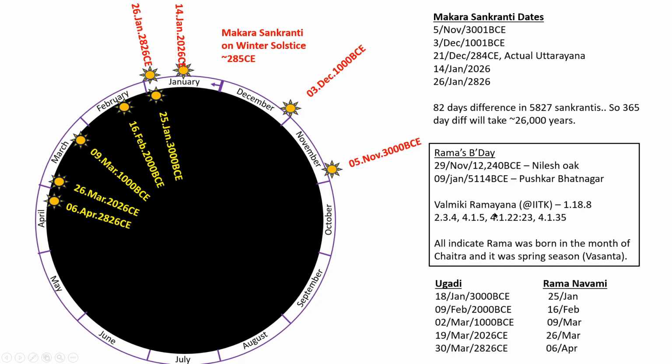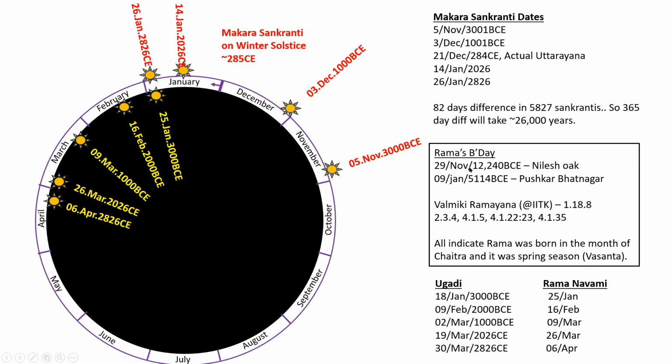But in the Valmiki Ramayana as such, which is hosted at IITK, valmiki.iitk.ac.in, which has got a nice version, we have discussed this earlier also in this channel. Here you can see these verses: the first chapter, 18th Sarga, 8th verse, second chapter, 3rd Sarga, 4th verse, and 4th chapter, 1st Sarga, shlokas 22 and 23. All these indicate that Rama was born in the month of Chaitra, explicitly stated, and it was also the spring season, the Vasanta, with blooming of trees, flowers, and singing of koels or cuckoos, associated with Chaitra. So Rama was born in Chaitra and it was the spring season.